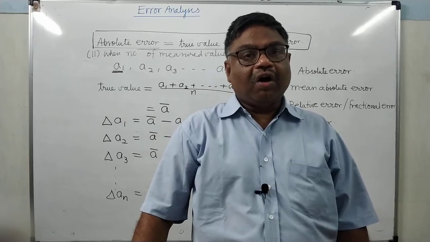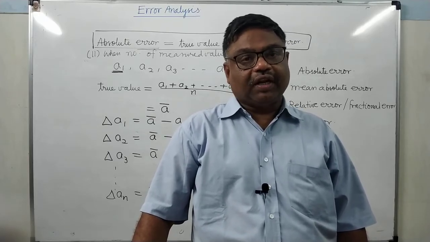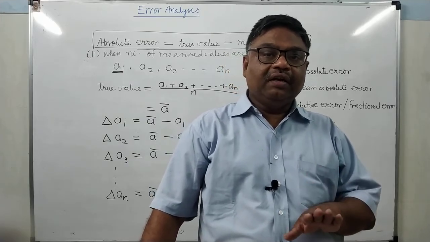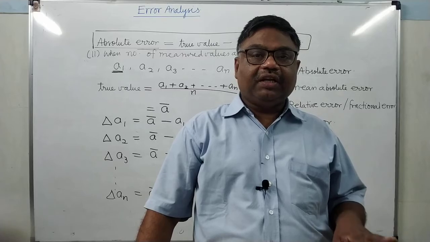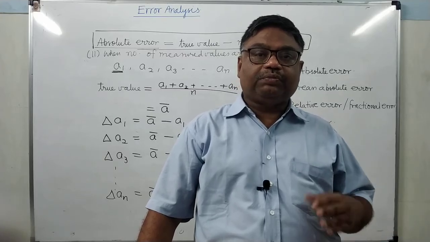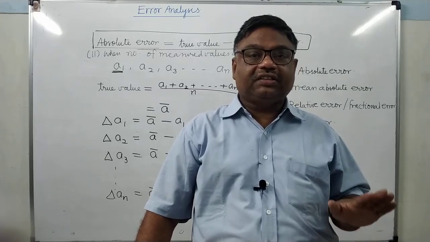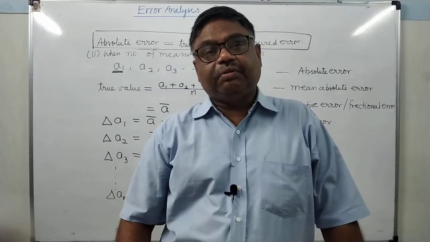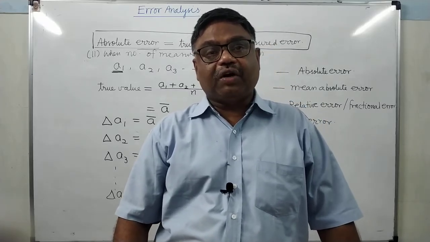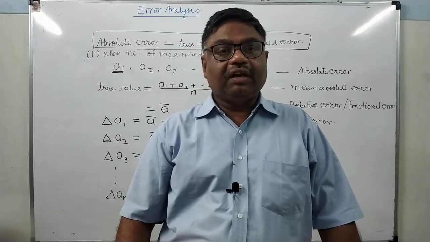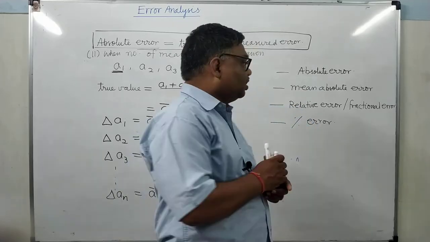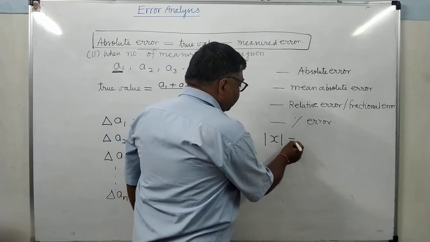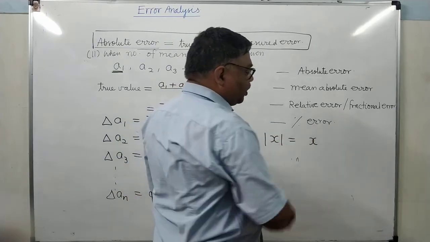Is it clear? How will you find the mean absolute error? So mean absolute error can be found by determining the arithmetic mean of the absolute errors without considering their sign. Without considering their sign means we will take their modulus value. Modulus of x means it is only x. There will be no sign.